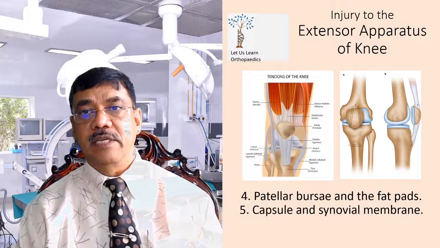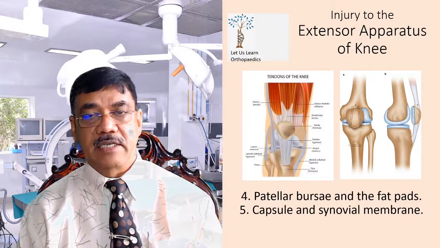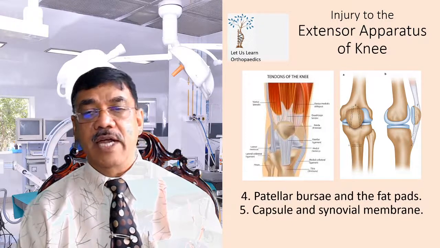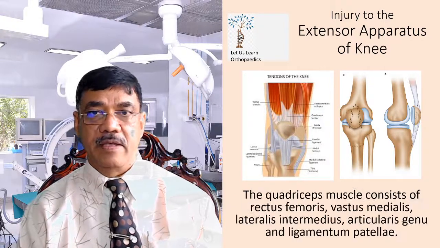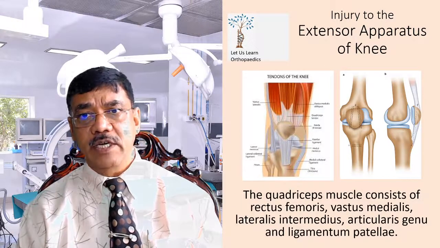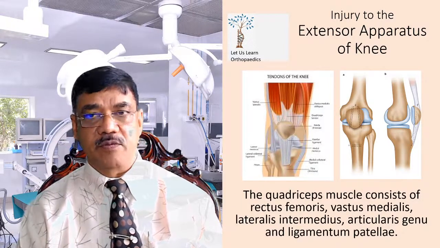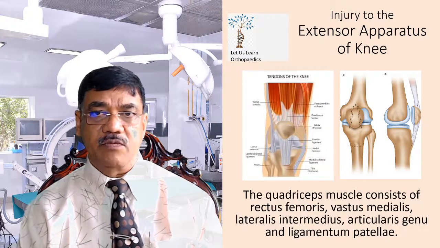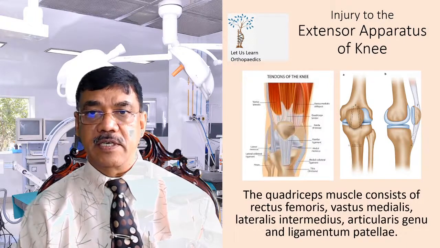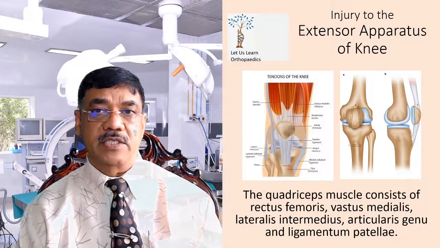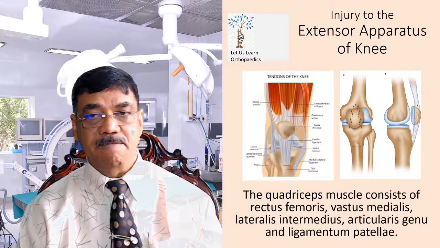4. The patellar bursae and the fat pads. 5. Capsule and the synovial membrane. The quadriceps muscle consists of rectus femoris, vastus medialis, vastus lateralis, vastus intermedius, articularis genu and ligamentum patelli.